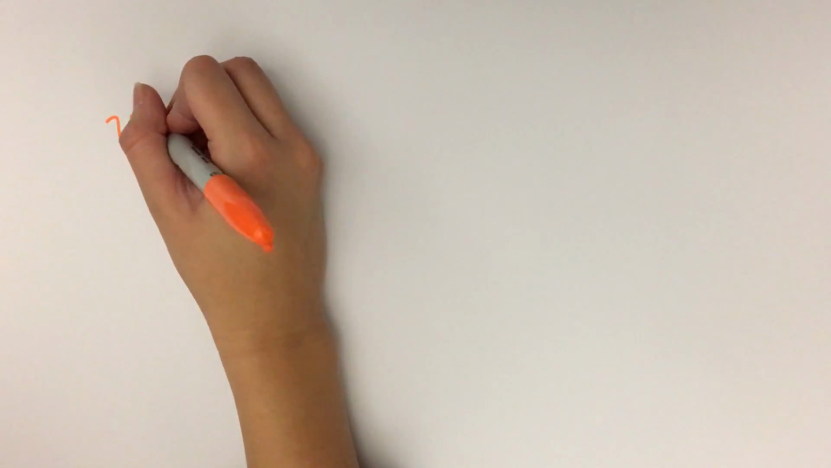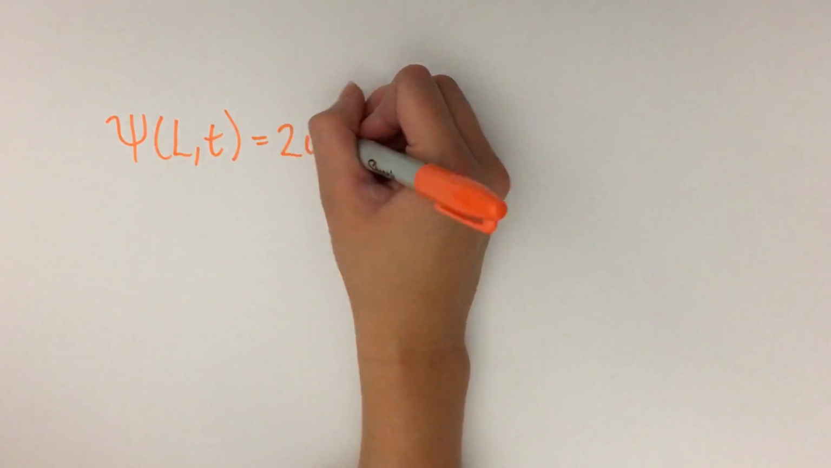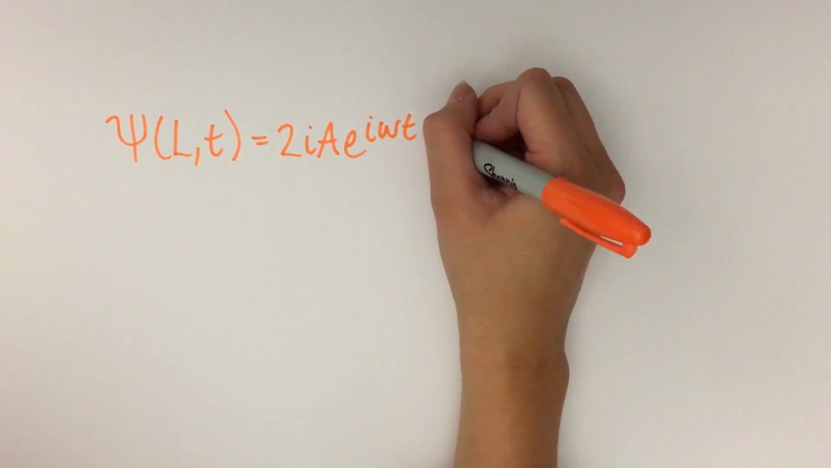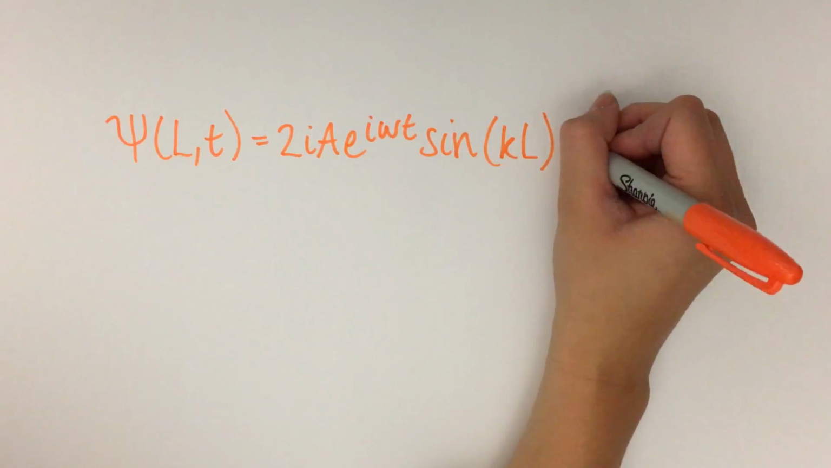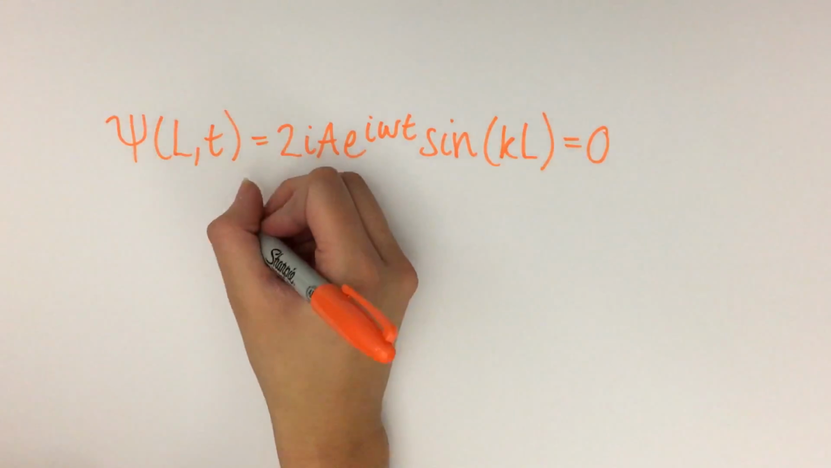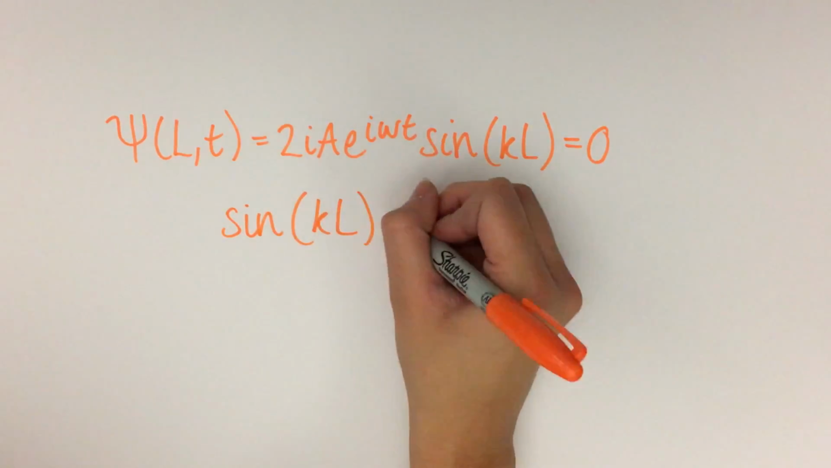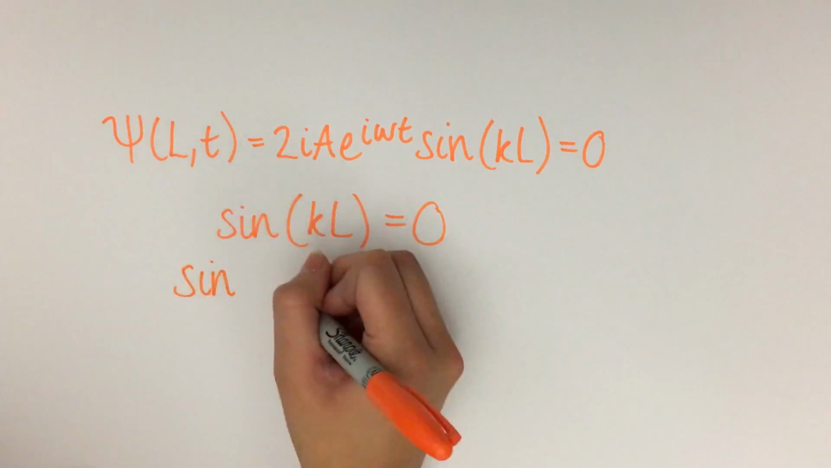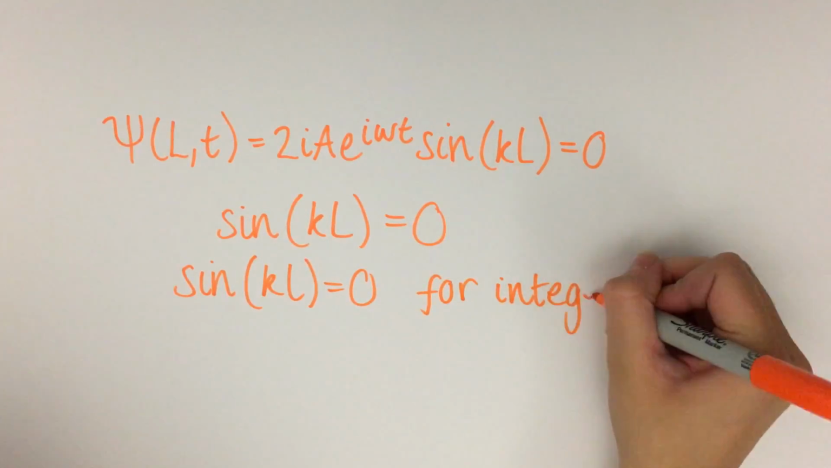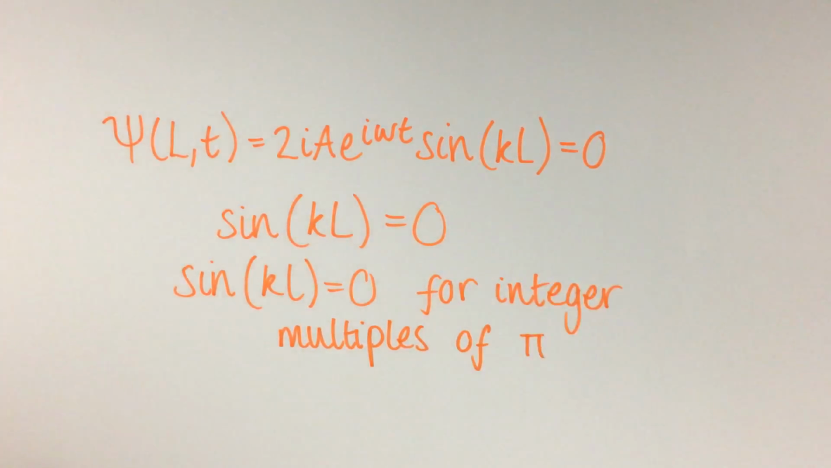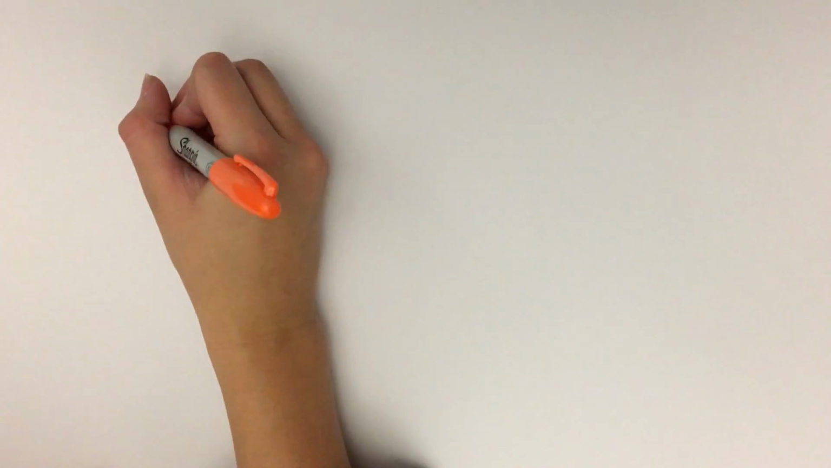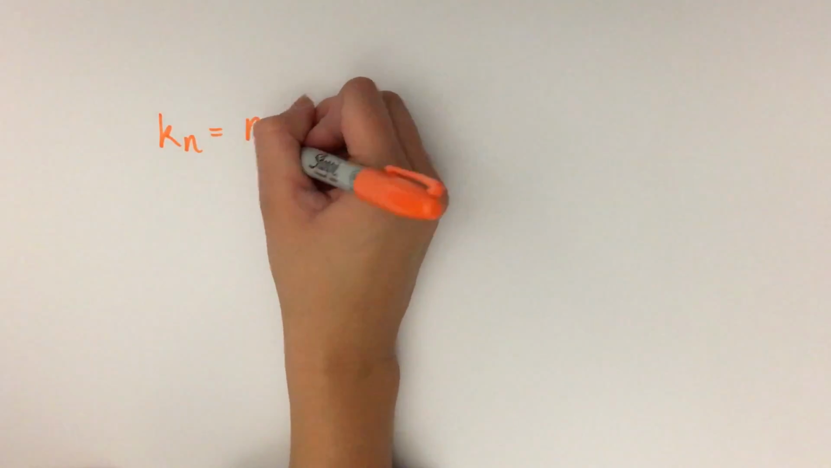Well, that's all great, but what can we actually use this for? Well, if we go back and now implement our boundary conditions, we can simplify our wave equation drastically. We see that to satisfy this condition, sine kL must be 0, which as we know will be true for integer multiples of pi. Therefore, k is equal to n pi over L.